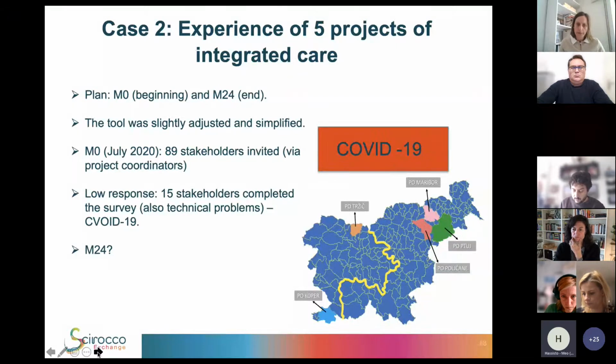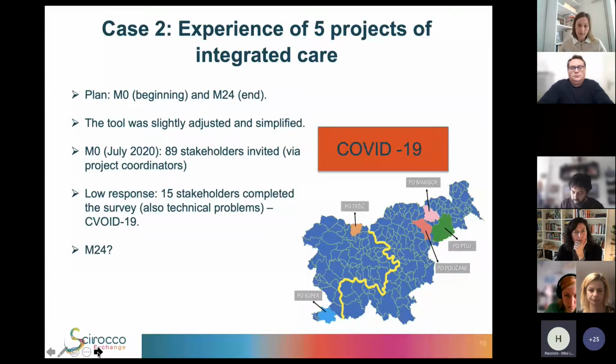So based on the experience of Trbovlje mentioned before, we also slightly improved the translation and somehow simplified the tool. And unfortunately, the response was quite low. Only 15 stakeholders responded to the invitation. And they also reported technical problems when filling out the survey. This low response is probably strongly related to the situation of the COVID epidemic at that time, because stakeholders were in a very difficult situation and focused mainly on emergency issues related to the epidemic.